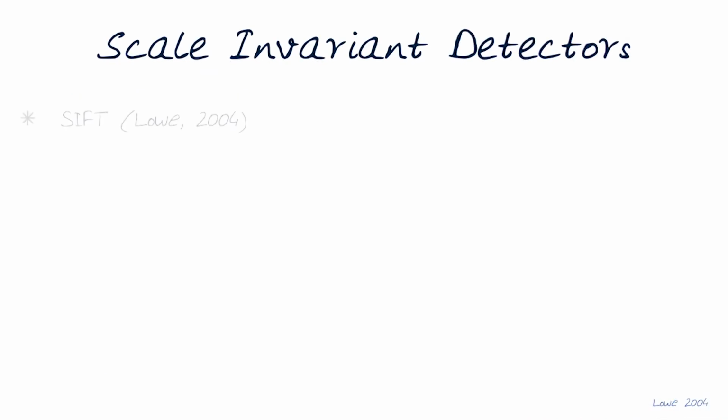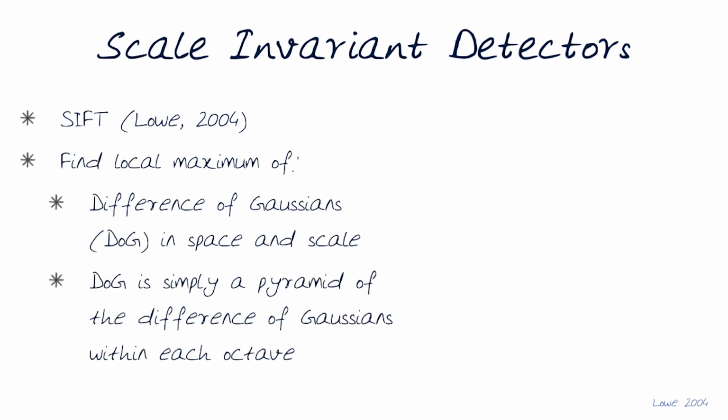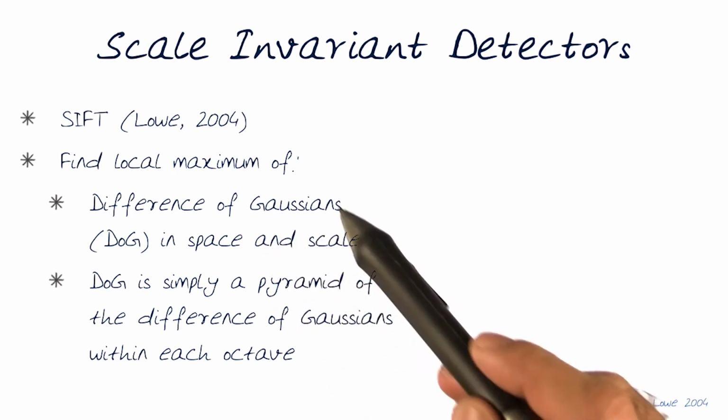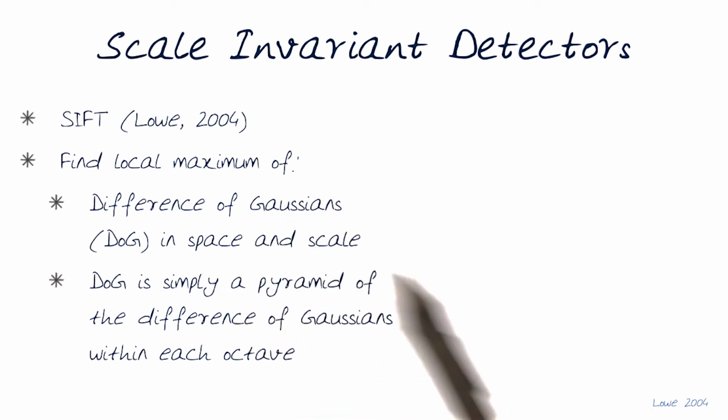Another scale invariant detector is SIFT, and we'll cover this again in a lot more detail, but I just wanted to introduce this very briefly here. It attempts to find local maximum of difference of Gaussians in space and scale, and then difference of Gaussian is simply a pyramid of differences of Gaussian within each octave. So this accounts for a variety of different things that are in the frequency domain, and again, we're looking for these difference of Gaussians in both space and scale.